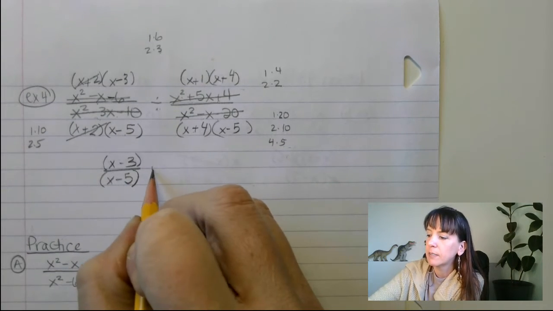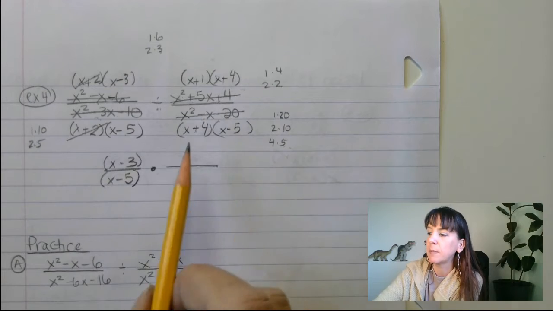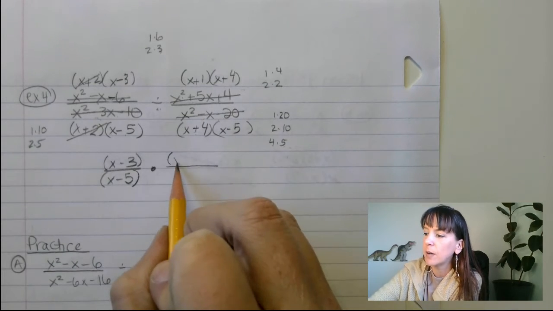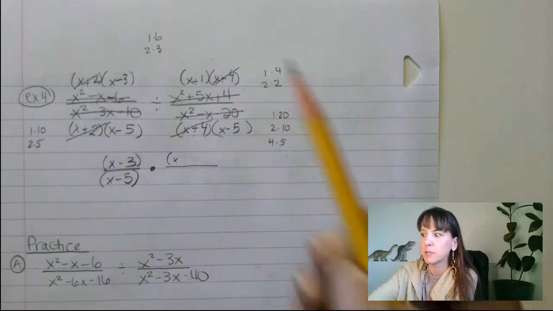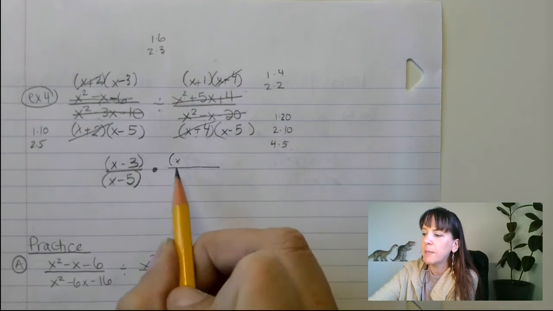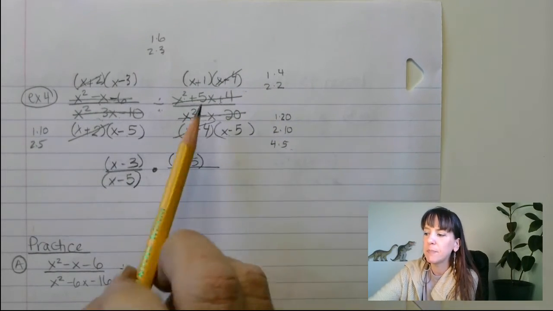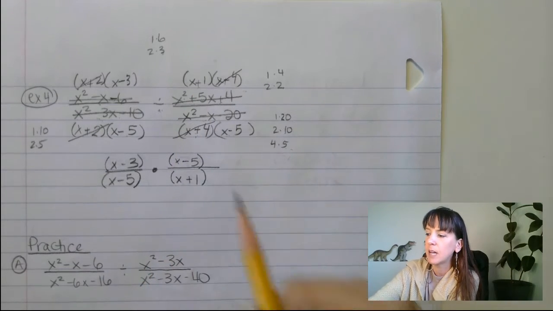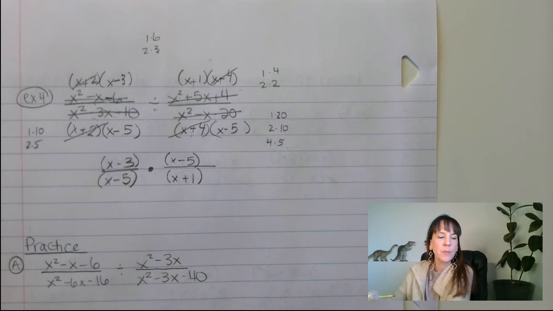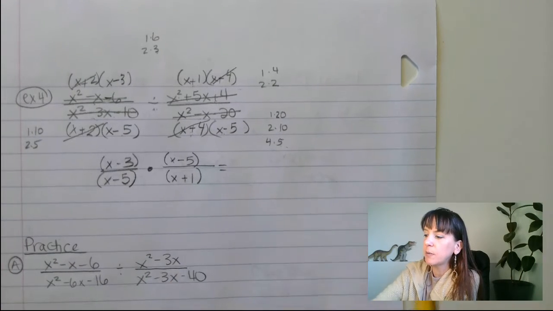multiplied by the reciprocal, which is going to be this guy on the bottom. So x, oh wait, no, look, this x plus 4 cancels out with this x plus 4. So this is on the bottom, x minus 5 is now on the top. This is on the top, this is going to now go on the bottom, x plus 1. Helps kind of ease it, make it a little easier. Okay, so let's see what we can cancel out.